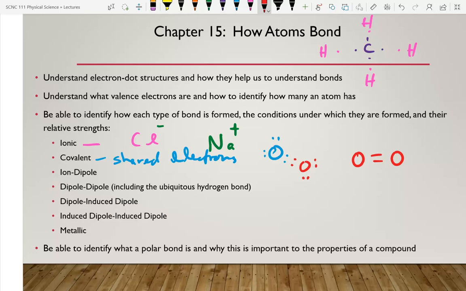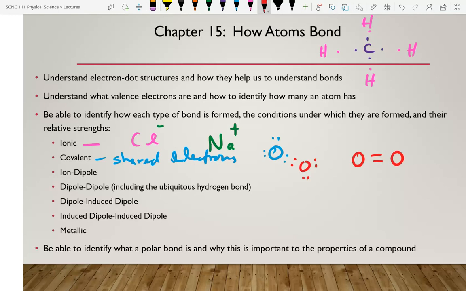Yes? For the electron dot structure, do you want us to draw them exactly like that, like little dots? Or can we draw the bonds as lines and stuff? If you draw the lines, that's not a dot structure anymore. So for dot structure, yeah, you have dots. The Lewis dot structure. Okay, so that's covalent bonds.